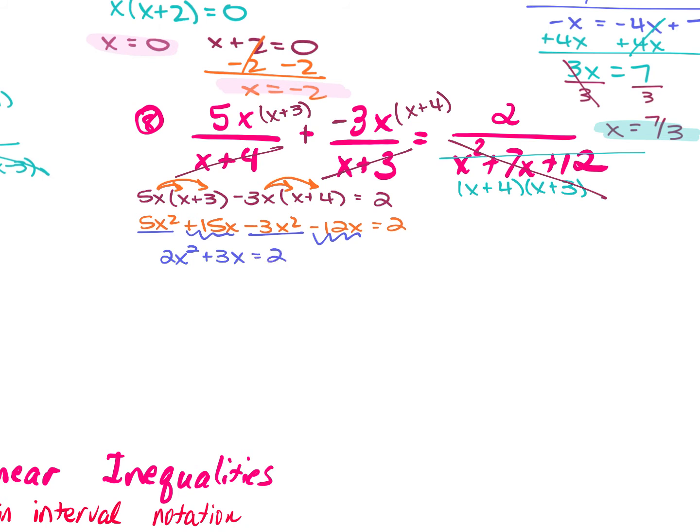So move your 2 over, get it equal to 0. Subtract it from each side. You have 2x squared plus 3x minus 2 is equal to 0. Try to factor this. Your a is something other than 1. So multiply your a and your c. So 2 times negative 2 gives us negative 4. What are your factors of negative 4 that add up to be positive 3?